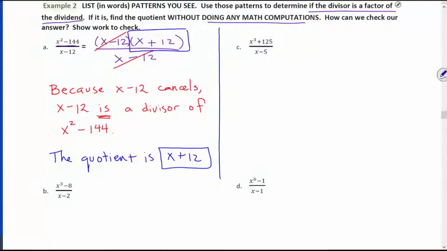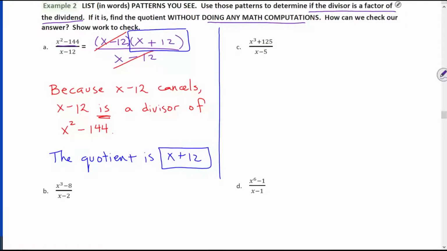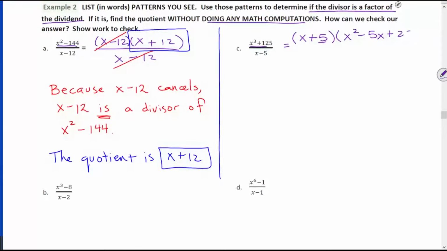Let's also look at letter C. C is x cubed plus 125. We may notice, hey, that looks like the sum of cubes. x cubed is something cubed, 125 is 5 cubed. So I'm going to use my sum of cubes pattern. I use the same sign, and then x squared, and then x times 5, change the sign. I get minus 5x, and then 5 squared is plus 25. If you want to review that pattern, go back and watch the video about the sum or difference of cubes pattern. And that's divided by x minus 5.